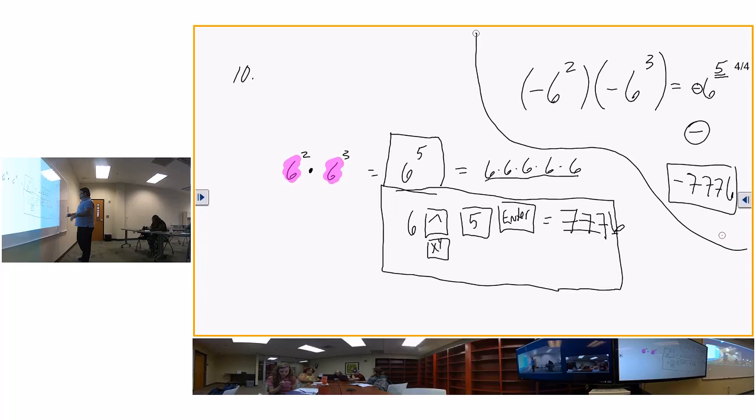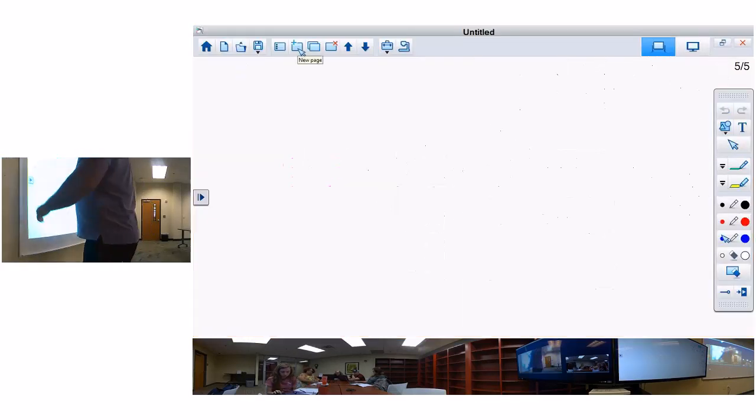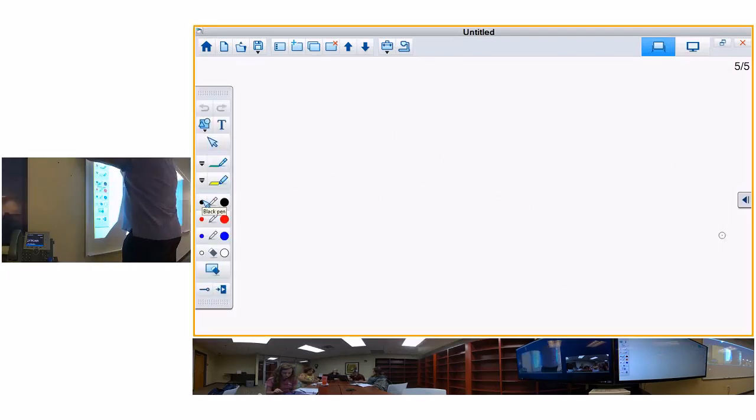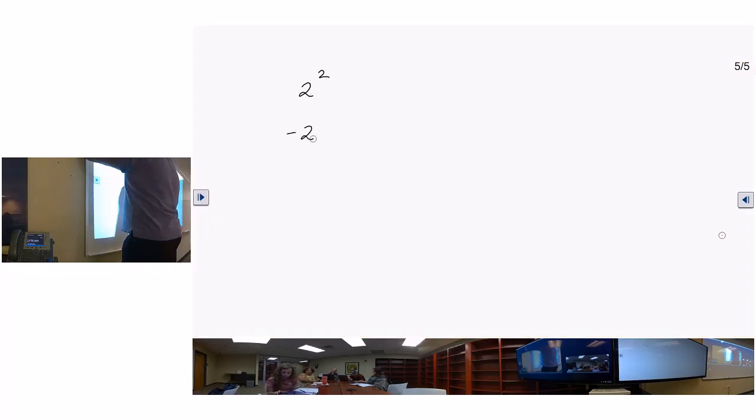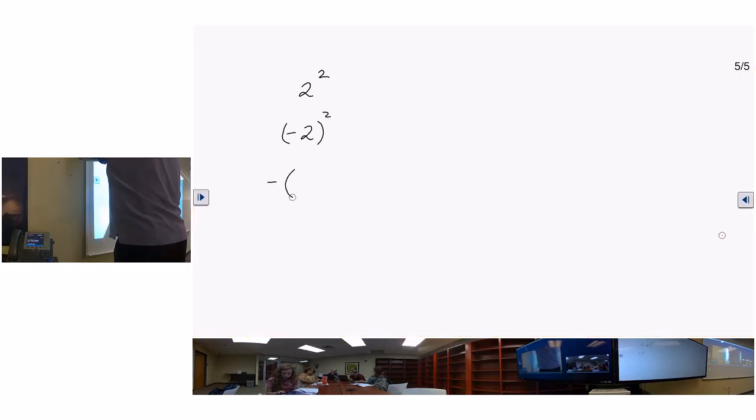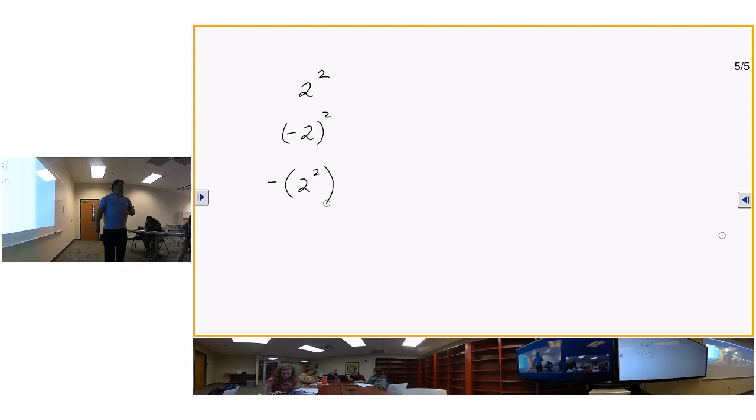Okay, let me show you. Let me go to another screen. There's 2 types of questions. You have 2 to the 2nd power, you have negative 2 to the 2nd power, and you have negative 2 to the 2nd power. All right, there's 3 examples. Now, all of these are raised to the even what? Exponent. Even exponents are always going to be positive unless the negative is outside the parentheses.